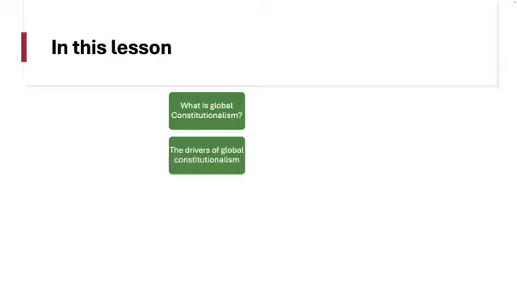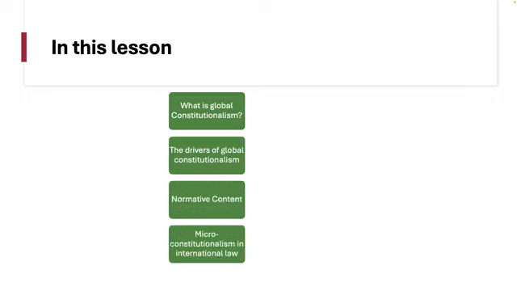More specifically then, in this lesson, we will talk about what global constitutionalism actually is, define it, give it some definitions, give it some basic qualities, thinking about the drivers of global constitutionalism, the intellectual drivers, the kinds of ideas that promote global constitutionalism, and the effects that potentially promote global constitutionalism. Some of the things that actually happen that might provide us with insights into whether global constitutionalism is occurring, i.e. if constitutionalization is occurring.